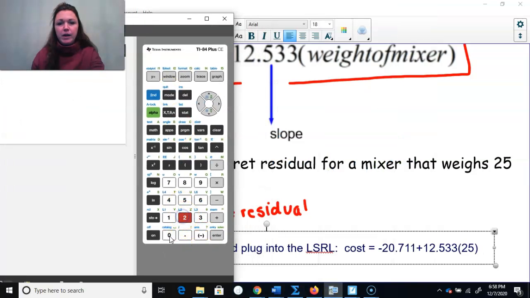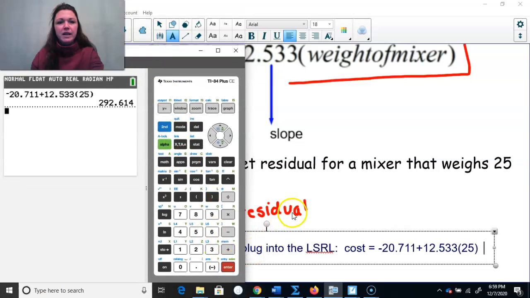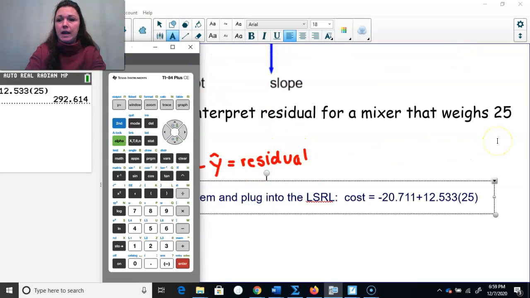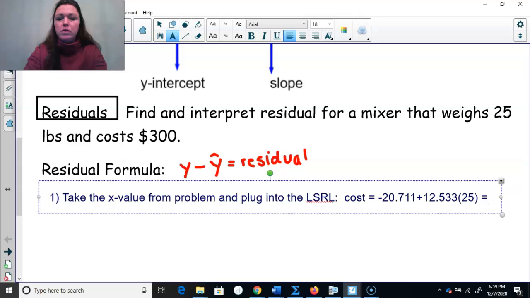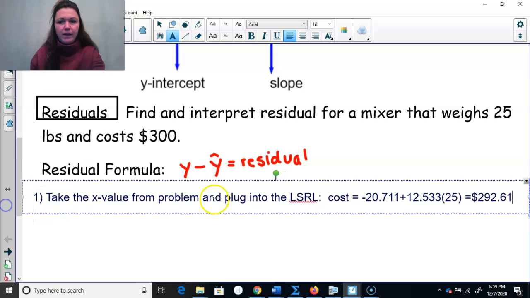Okay, I'm going to go to my trusty calculator right here and I'm going to plug that in. Negative 20.711 plus 12.533 times 25. Okay, I can see that right there. I hit enter and there we go. Our predicted cost is $292.61. So I am going to round to the nearest hundredth because it is dealing with money. $292.61. Ooh, I don't like that I went over there. Hold on. I'm all in line.